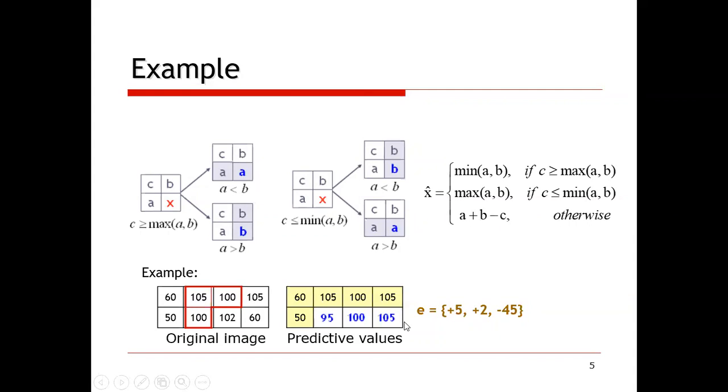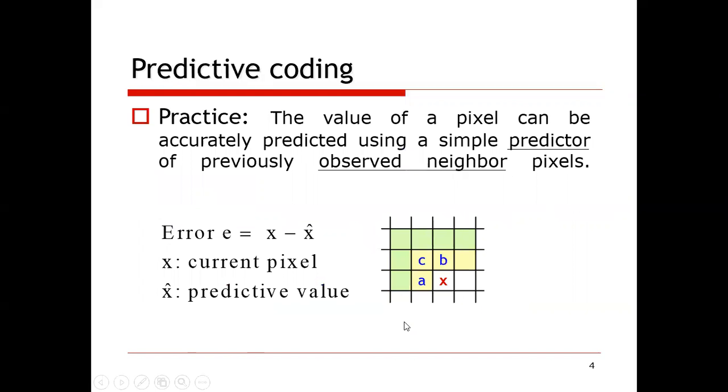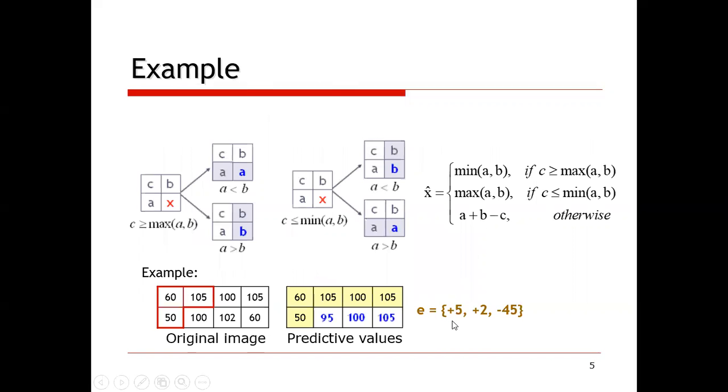So what is the error in this case? Apply the formula. The predicted error E is equal to the given pixel minus the predicted value of that pixel, x minus x bar. The error in this case is 100 minus 95, which becomes plus 5, and 102 minus 100, which becomes plus 2, and 60 minus 105, which becomes minus 45. This is the predicted error of the given pixels.